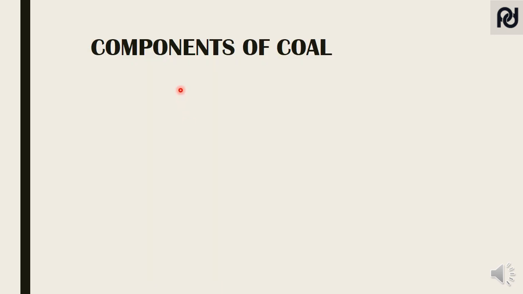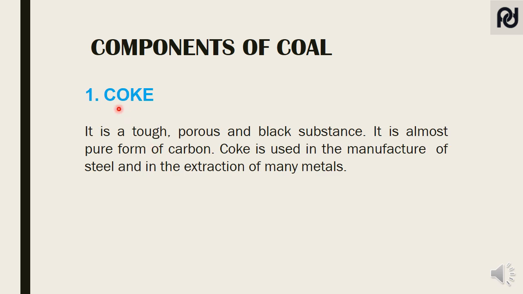So let us understand all the components of coal that we have just seen. The very first one is coke. Now coke is a tough, porous and black substance. Remember the things that we got at the end? The solid substance which was present in the first test tube was the coke. It is almost a pure form of carbon, and coke is used in manufacturing of steel and in extraction of many metals. So that was the very first component.